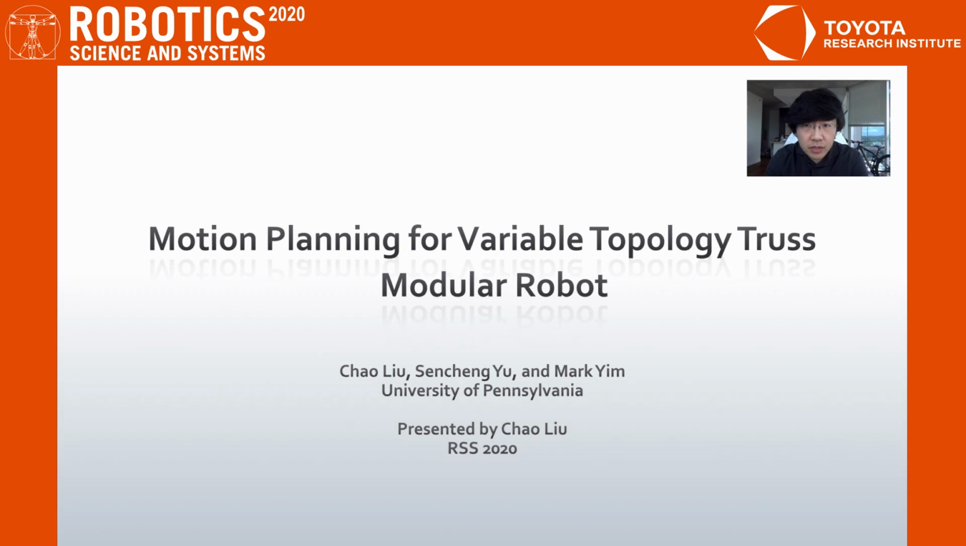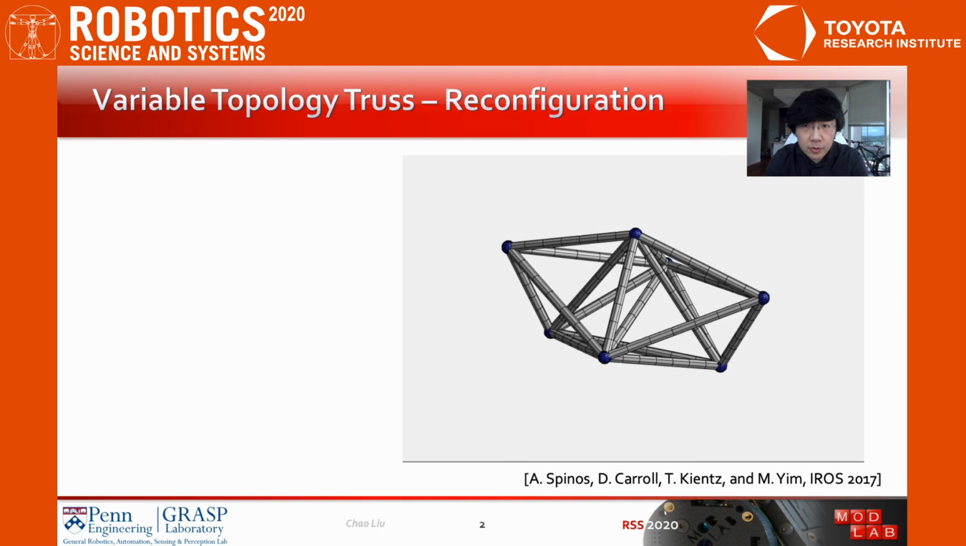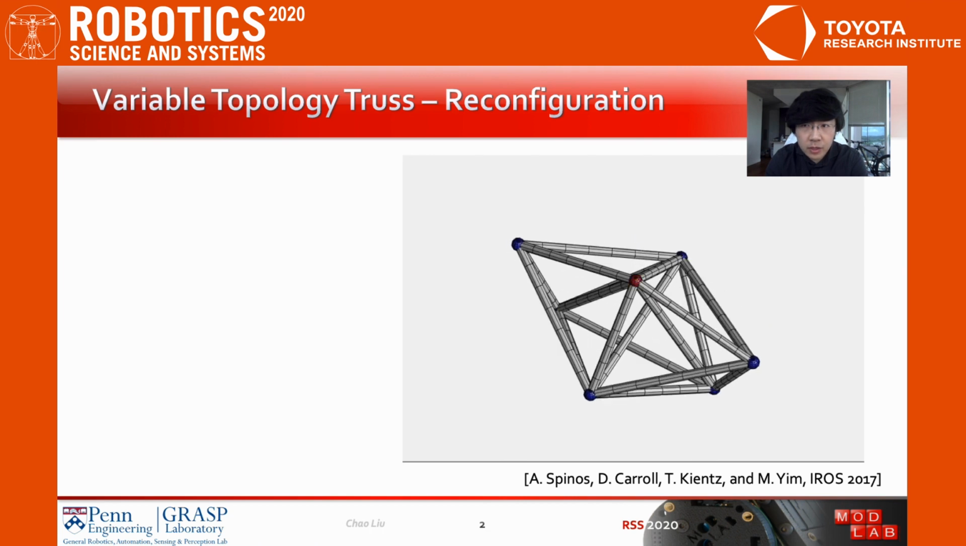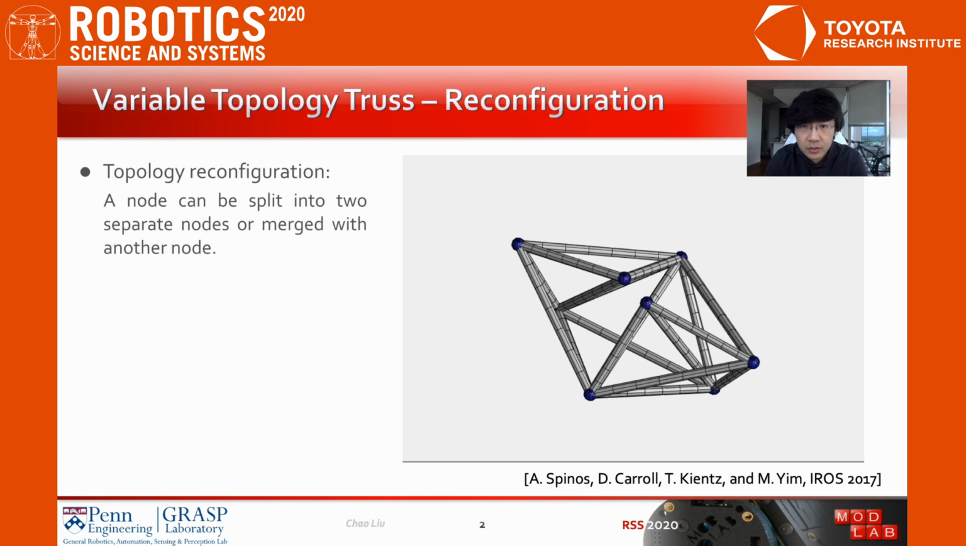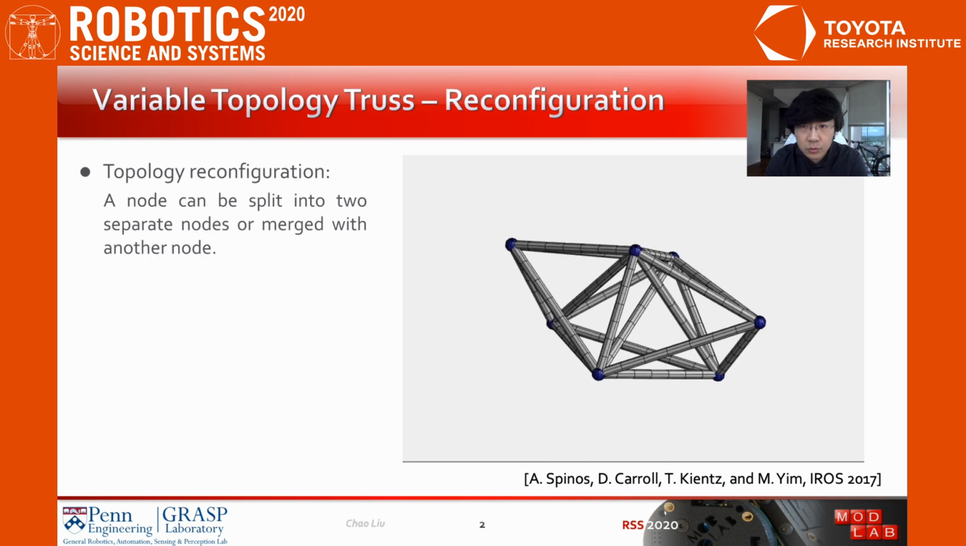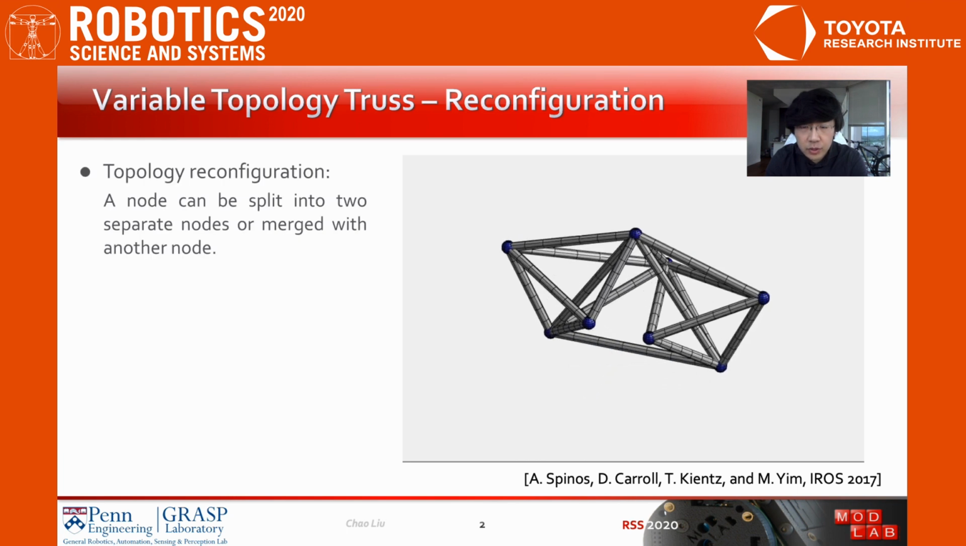This presentation is about our work on motion planning for variable topology truss modular robot. A variable topology truss, or a VTT, is a very different modular robot which is a reconfigurable truss. An individual node can be split into two separate nodes, and inversely, two nodes can be merged into one. This process is a topology reconfiguration.